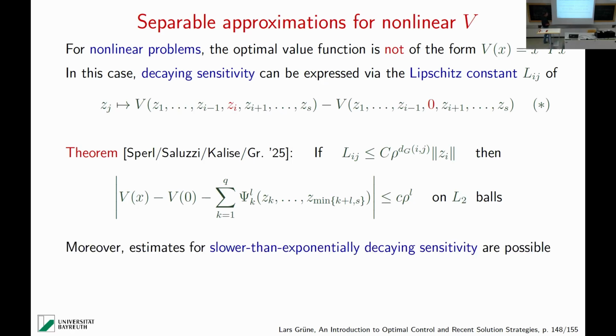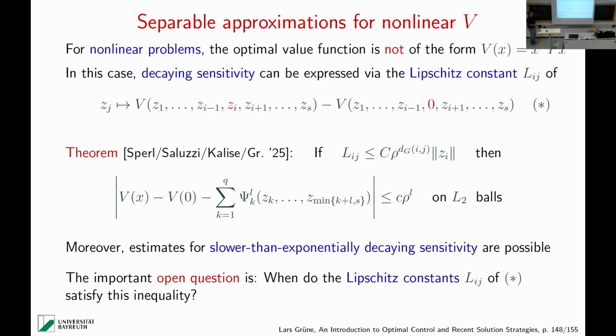You're also able to get estimates for slower than exponentially decaying sensitivity. This is important because in the nonlinear case, it's not clear that it will decay exponentially. It may also decay only polynomially, but we can still get estimates, with a polynomially decaying term rather than an exponentially decaying one. The important open question here is when the Lipschitz constant of this term satisfies such an inequality. We are currently working on that in the nonlinear case. We have a first proof for a very particular situation, but we are trying to get closer.